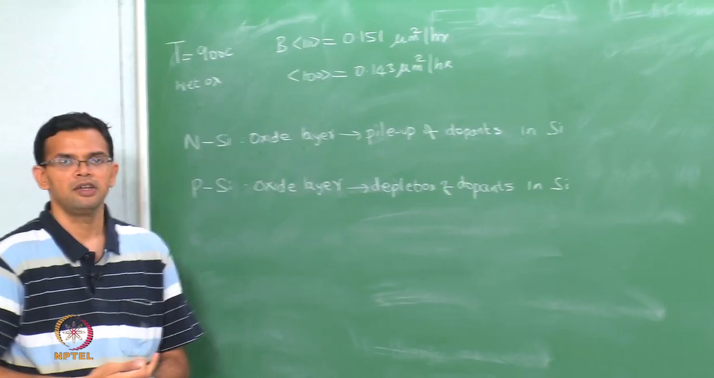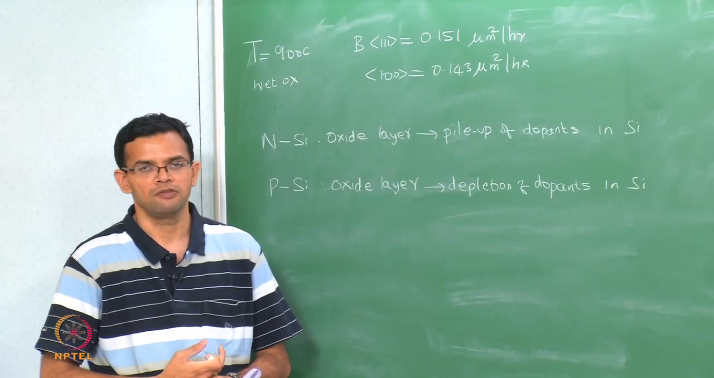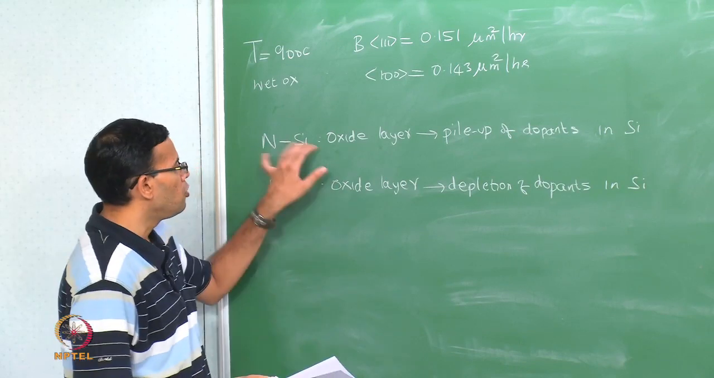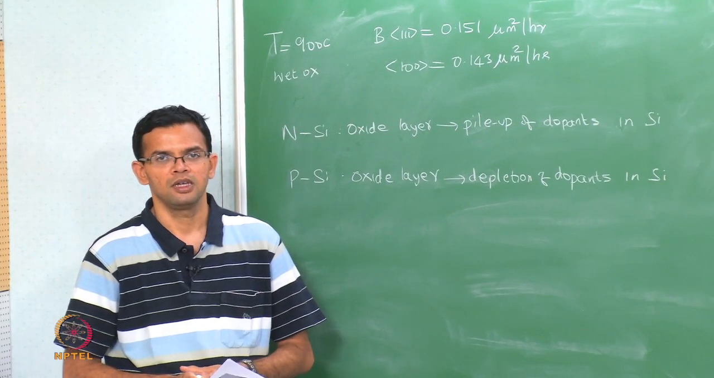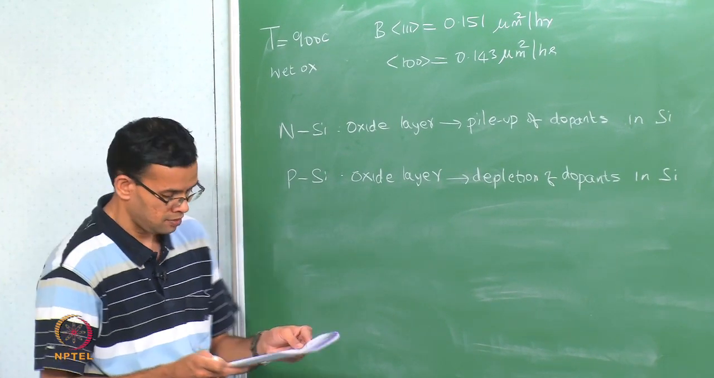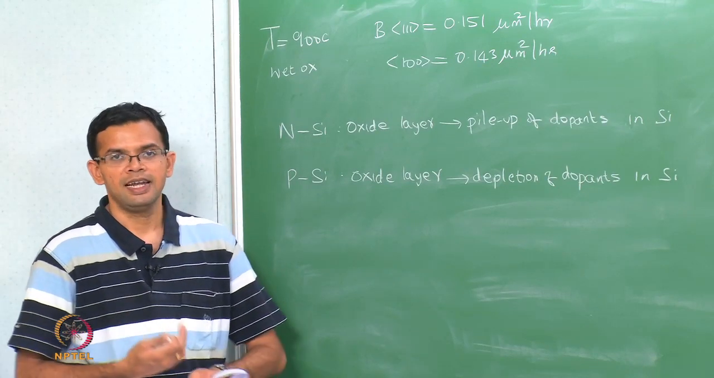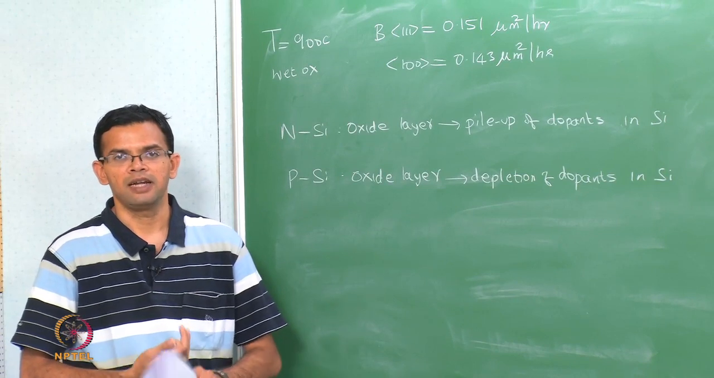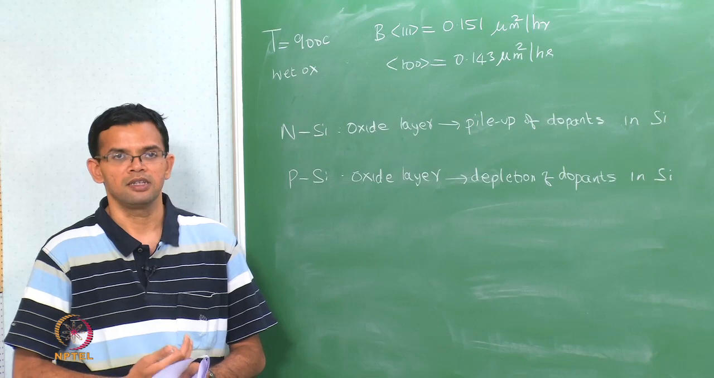This is significant because we know that the dopants affect the electrical properties of silicon. So, by growing an oxide layer, you can actually change the concentration of the dopants and affect the local electrical properties of the silicon. Usually, oxide layers that are grown, especially for patterning, are thick. So, they are a few hundred nanometers in thickness.